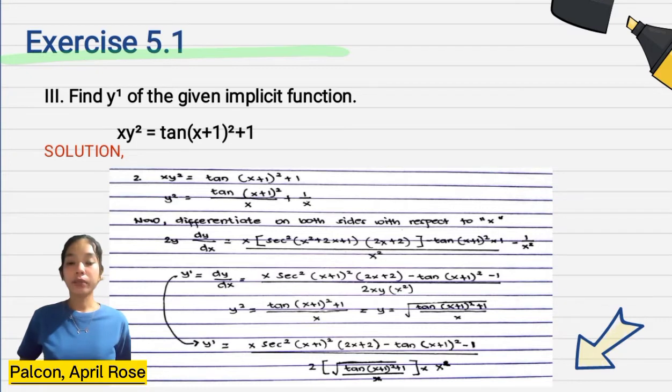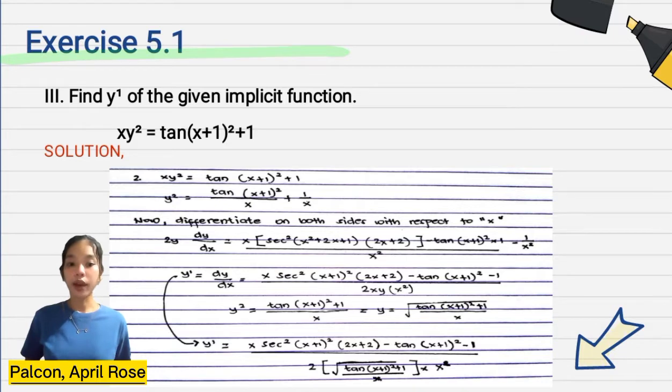Find y prime of the given implicit function. So the given is xy squared equals (tan x plus 1) squared plus 1. So we will now convert it into y squared equals ((tan x plus 1) squared plus 1) over x. Now, differentiate on both sides with respect to x.